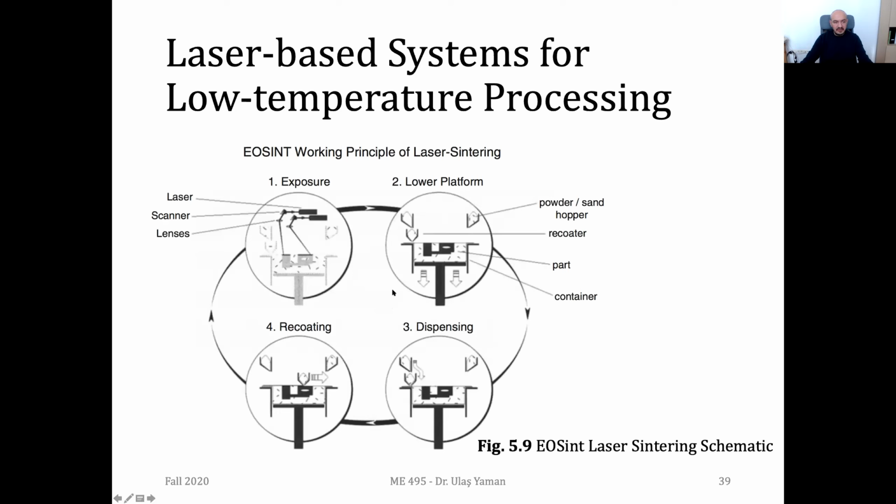This is a very simple schematic. This was from our textbook. It's showing the fundamentals of EOSint, the one I introduced to you. Not complicated. Obviously, we are scanning the layer and then lowering the platform, recoating it with the new powder, and then doing this sintering operation once again. So this is the main loop in the EOSint machines.